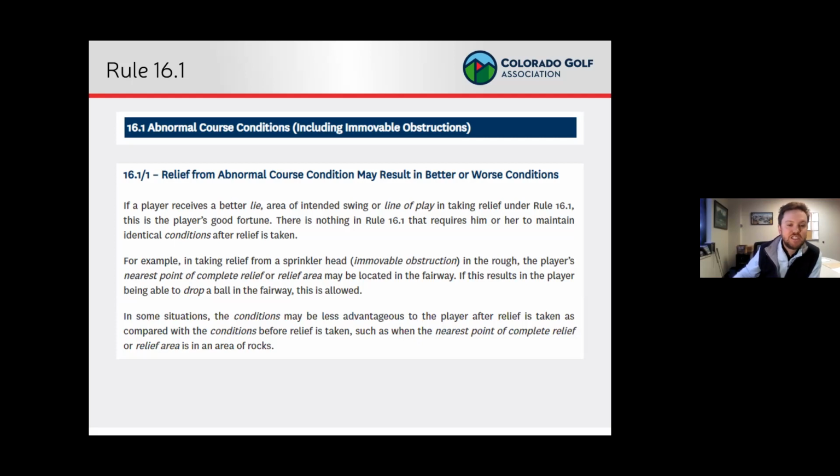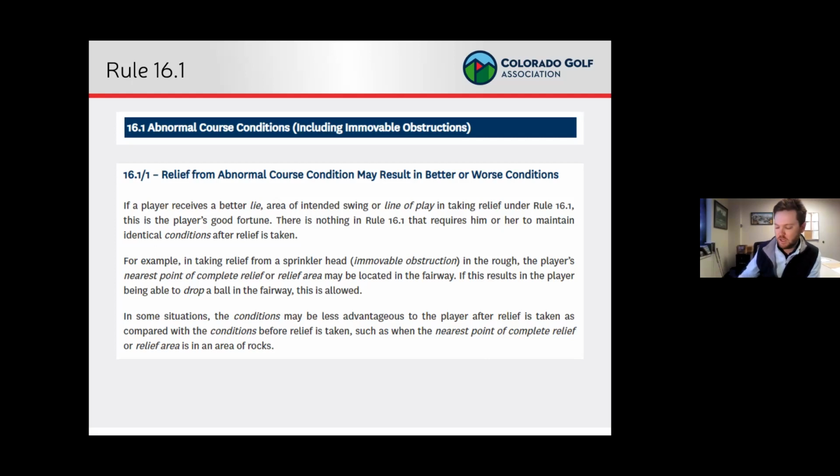In some situations, the conditions may be less advantageous to the player after relief is taken as compared to the conditions before relief is taken, such as when the nearest point of complete relief or relief area is in an area of rocks. So let's say your ball is on a cart path and your nearest point of complete relief, which is what we're going to cover here in a little bit, is to the left of the cart path, and that's all rocky area. Well, that's the way you've got to go if that's the general area. So that might be your misfortune, I guess.